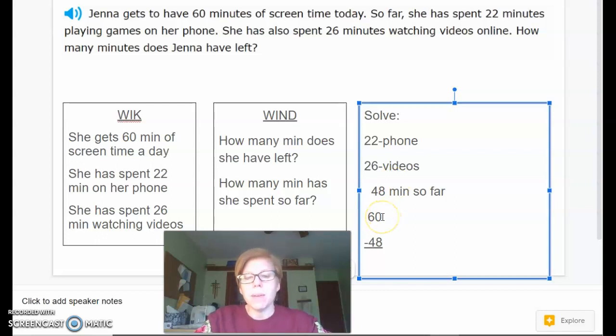So I am subtracting 48 minutes from 60. And so 60 take away 48. Well, that means that I need to take 8 away from 10, but I can't do that, can I? So I've got to turn the 6 into a 5 and then borrow to make this 10.